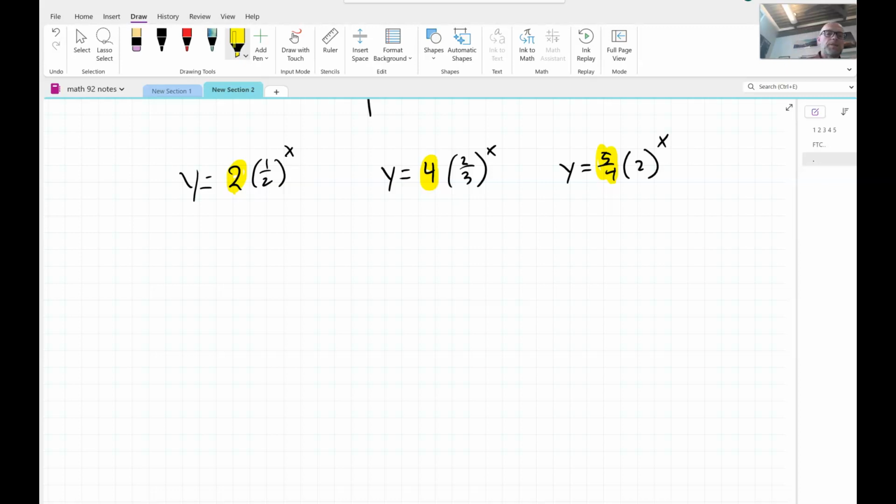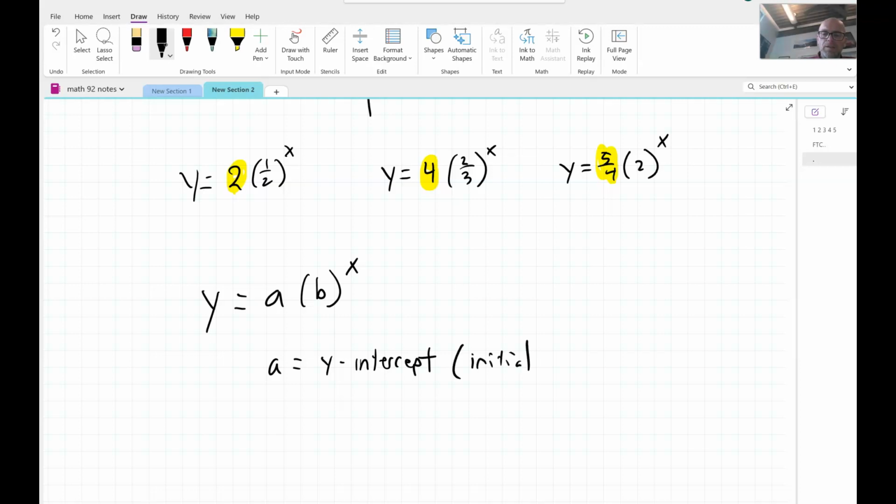So an exponential equation, in general, looks like this. We're going to say that the A is the y-intercept, or another way to say it is it's the initial value or the starting value.